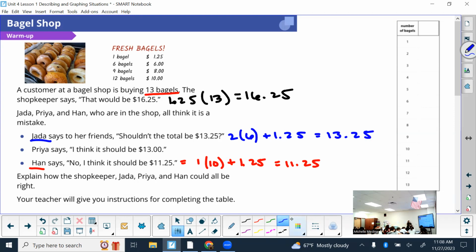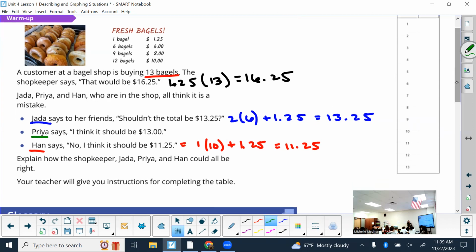Now, table five, what about Priya? Where is she getting $13 from? Well, if we tried one pack of 12 bagels, how much does that 12 pack of bagels cost? And then did they say anything about like a special, like if you buy 12, you get another one for $1? Or anything like that? So that 13th bagel isn't costing $1 or $3 actually. Sorry, I was thinking of another one. Because Priya's paying or thinking it should be $13.